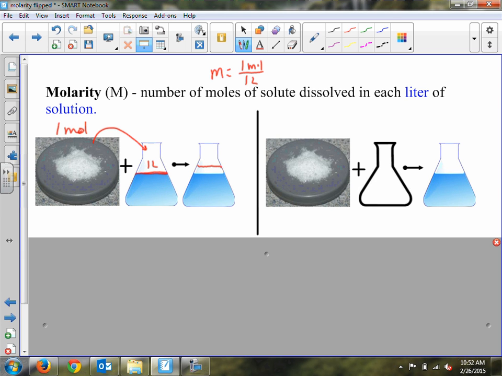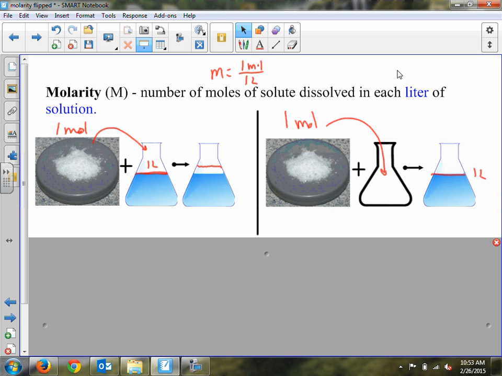So when you're making a solution for molarity, you cannot just measure out 1 liter of water and 1 mole and pour them together. What you need to do is measure out 1 mole of the substance, put that into an empty flask, and then add water until you get up to the 1 liter mark. That way you're ensuring that you only have 1 liter of the whole solution, the solute and the solvent combined.